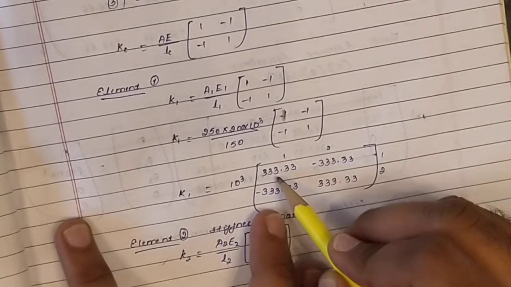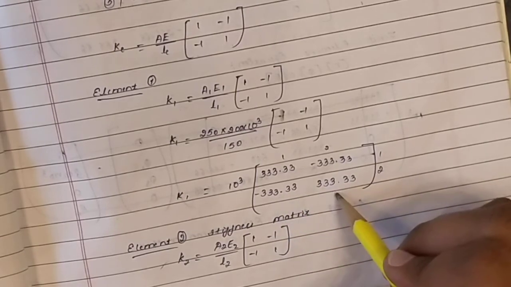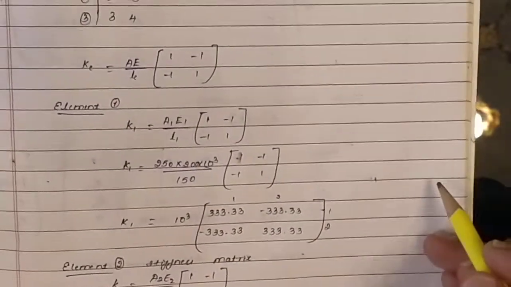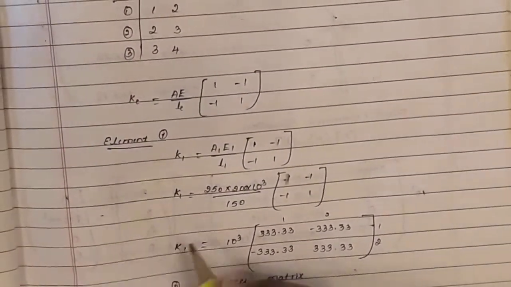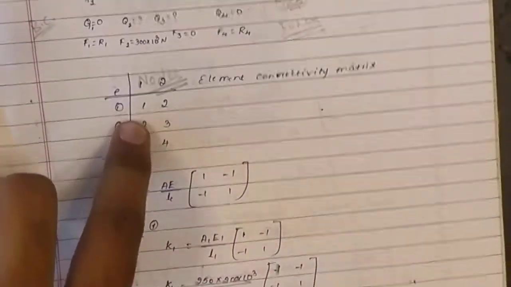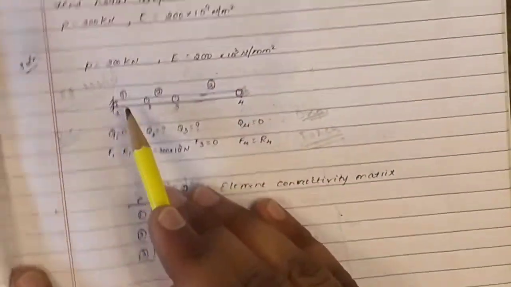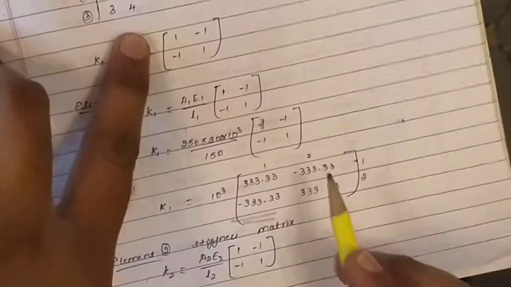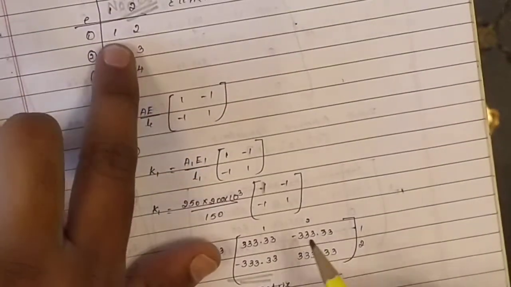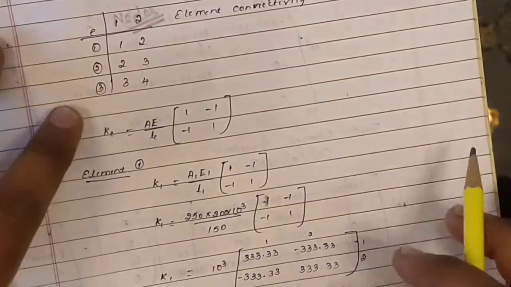You'll get 333.33, minus 333.33, minus 333.33, 333.33. Now this is the K1 matrix, the first matrix. The first element is between the nodes 1 and 2. So just number this 1 2, 1 2, based on the element connectivity. Just look here, 1 2, 1 2.